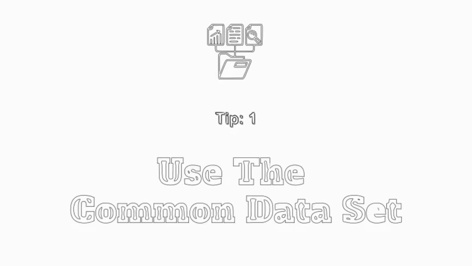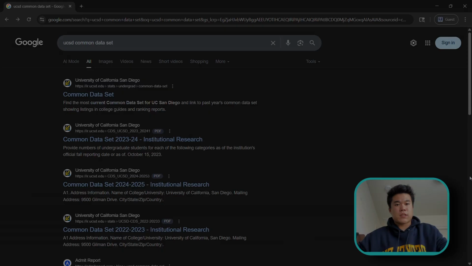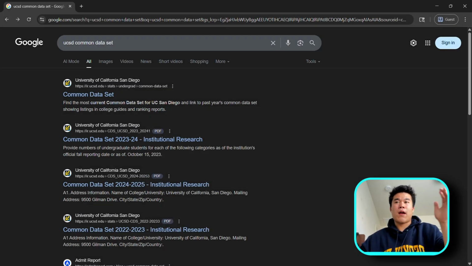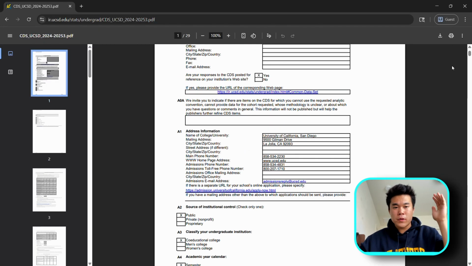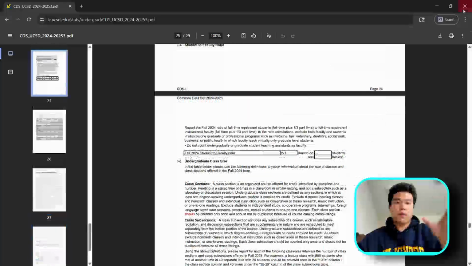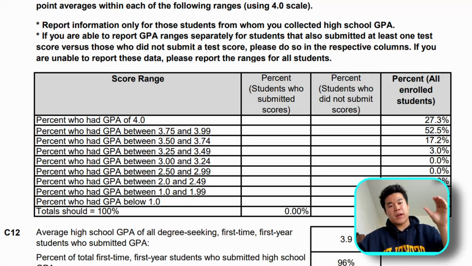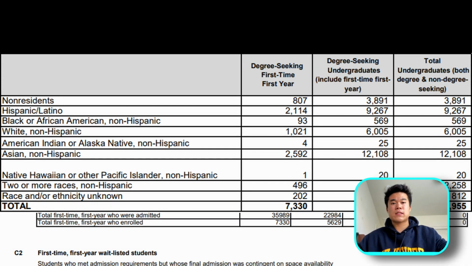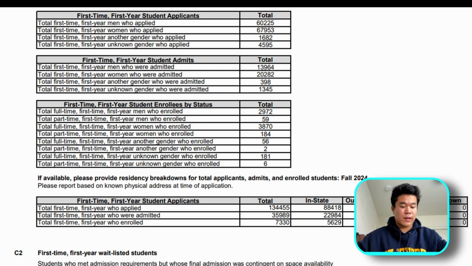Number 1 is use the common data set. Every single school publishes a common data set, where each year the admission officers share data about the students who got in and who didn't. They talk about the average GPA, the GPA ranges of the people who got in, like the 25th percentile is this, the 75th percentile is this, the demographics, and what percent of students are getting in or not. This can give you an idea of whether you have a shot at this school or not, right?